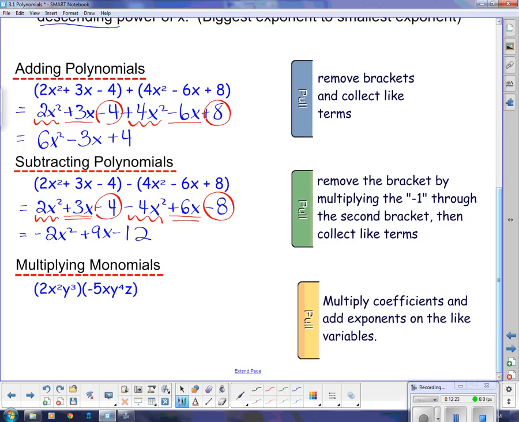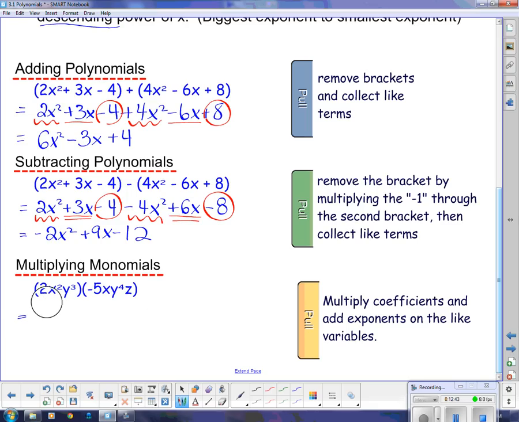Multiply coefficients and add exponents on the like variables. That's the plain up rule. Remember that I can multiply in any order I want. So this is just all multiplications. I have 2 multiplied by x and an x, and a y and a y and a y, and a negative 5, then an x, then a y and a y, and a z.